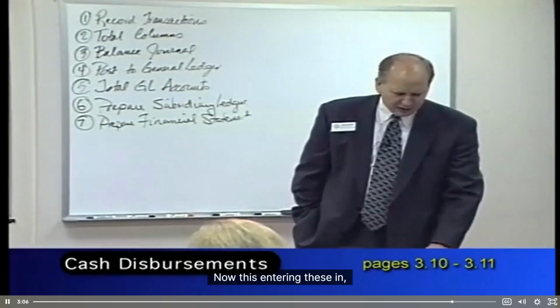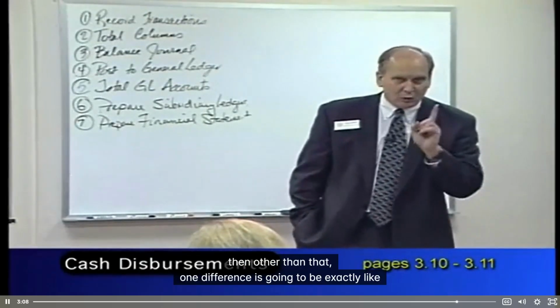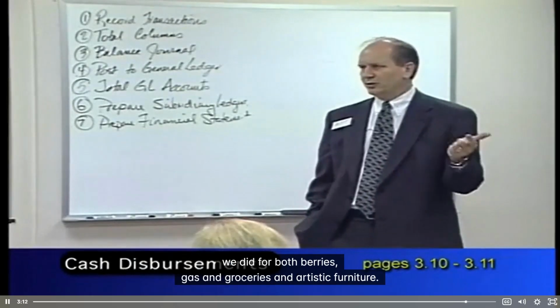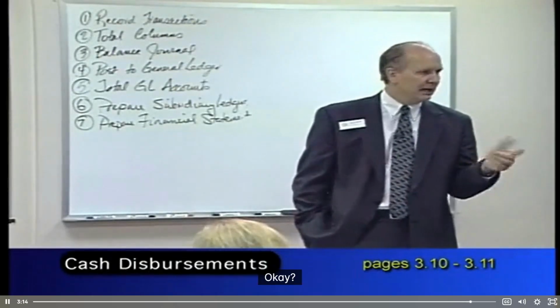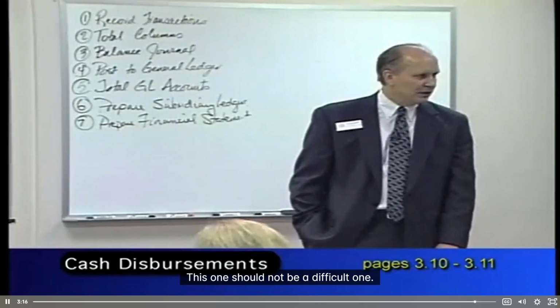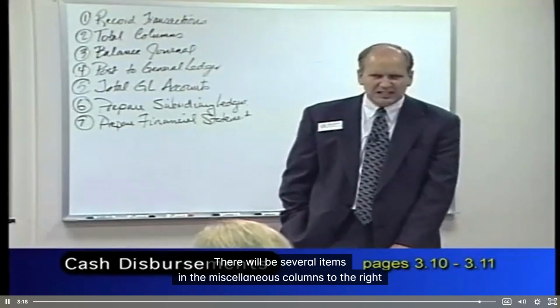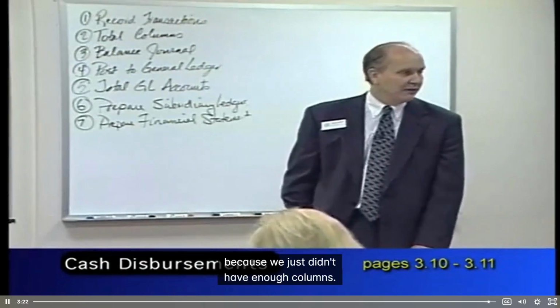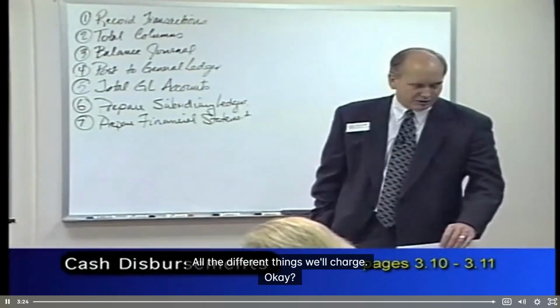Okay, now entering these in then, other than that one difference, is going to be exactly like we did for both Berry's Gas and Groceries and Artistic Furniture. Okay? This one should not be a difficult one. There will be several items in the miscellaneous columns to the right because we just didn't have enough columns for all the different things we'll charge you. Okay?